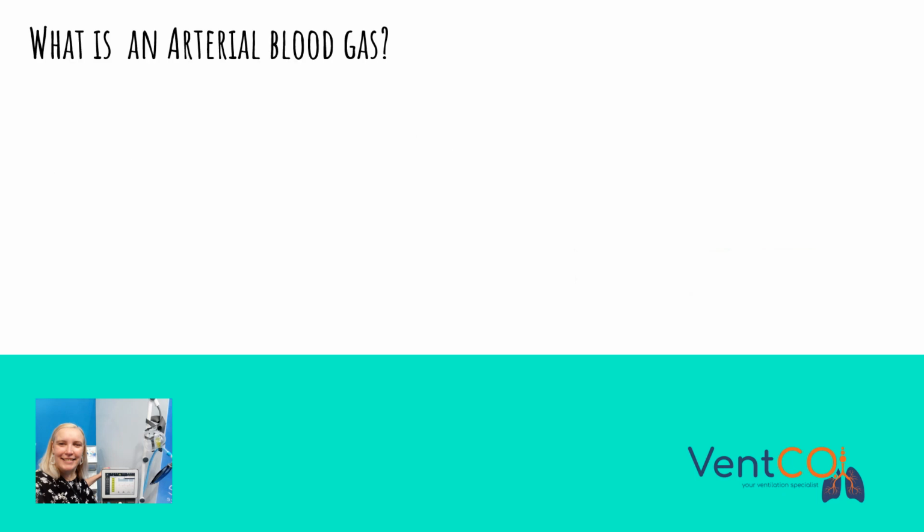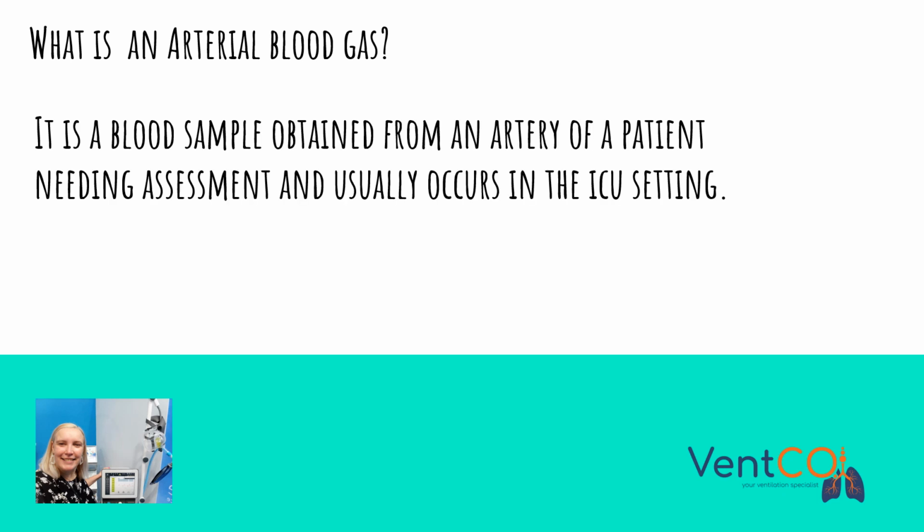What is an arterial blood gas? Blood gases are mostly taken from the radial artery in the forearm and should be performed with care, seeing as the wrong sampling method can cause damage to the artery and the surrounding tissue.